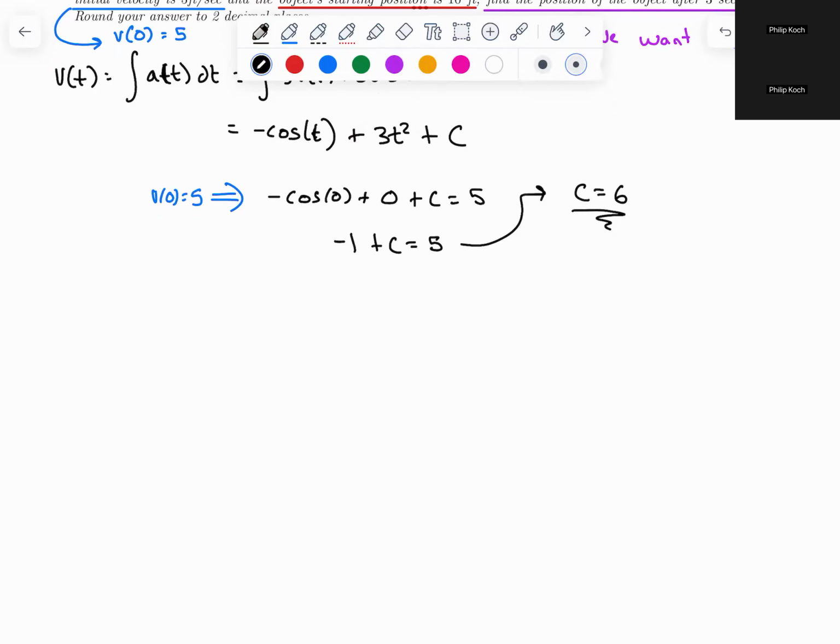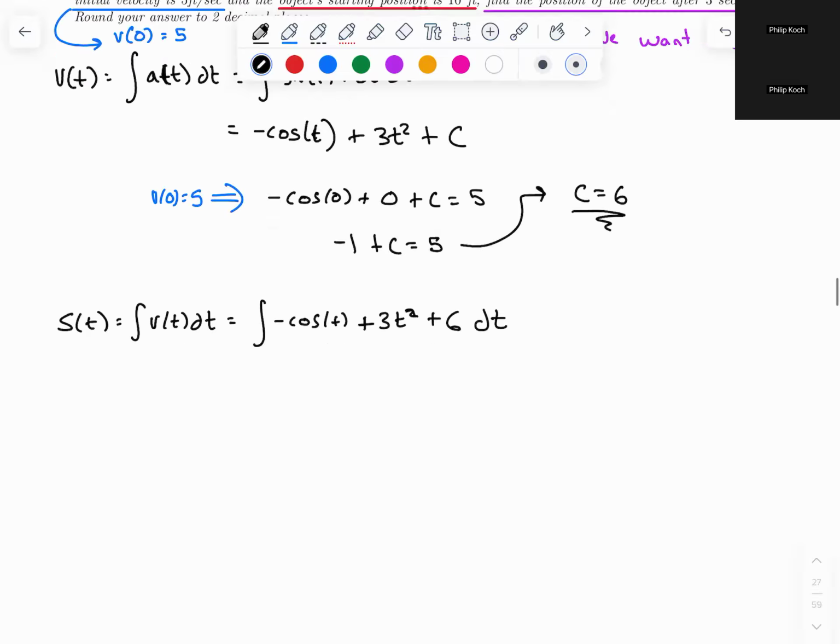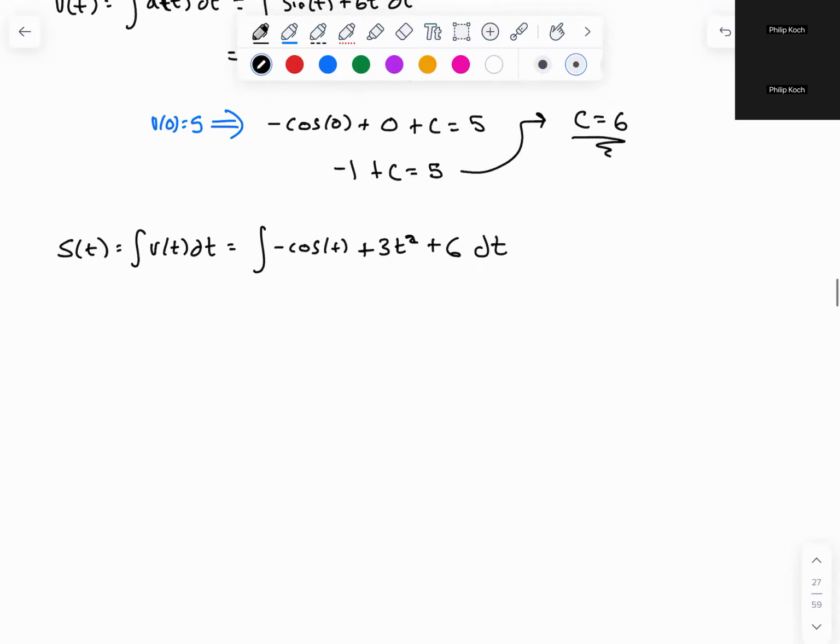So S of t is the antiderivative. It's the indefinite integral of V of t dt. So that's going to be the integral of negative cosine of t plus 3t squared plus 6 dt. And then we just need to take the antiderivative of that. We need to find the indefinite integral. Another way to say it is we need to integrate it. We need to find the indefinite integral of that quantity.